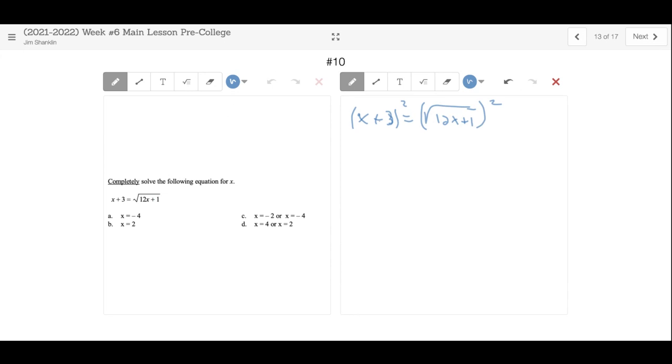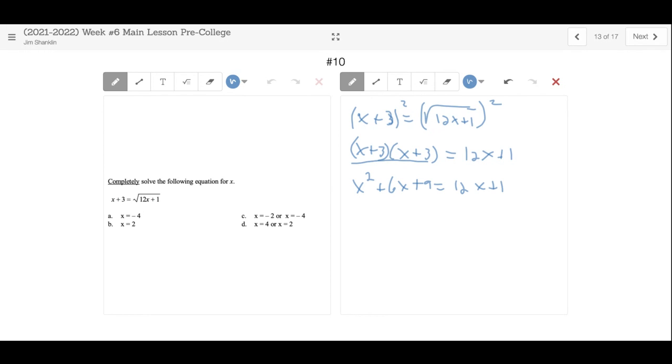If I square both sides, I end up with x plus 3 squared, which really is x plus 3 times x plus 3, is equal to, and this side is nice because the radical and the square cross off, so I end up with 12x plus 1. So now I'm going to FOIL it. So I get x squared plus 6x plus 9 is equal to 12x plus 1.